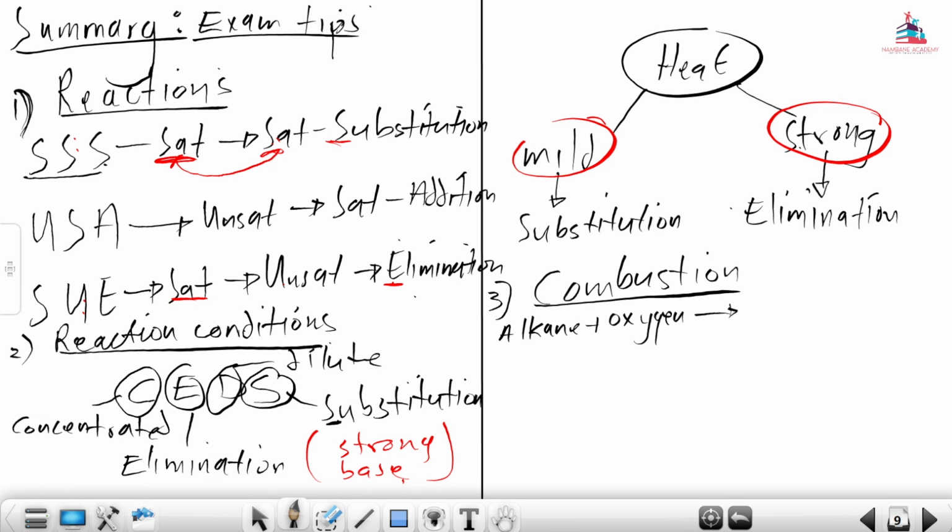then it gives you carbon dioxide, it gives you water plus energy. So basically it is an exothermic reaction because energy is released. You need to understand that. So it is an exothermic reaction.